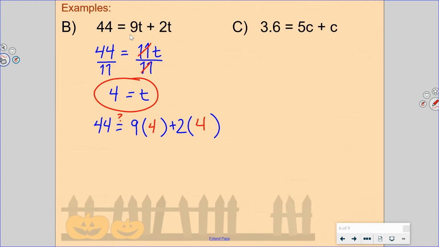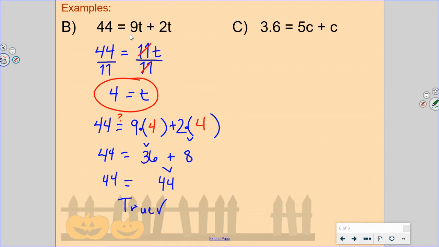And I'm just going to take my finger and cover up that side. 9 4s is 36. 2 4s is 8. Remember, we go left to right because multiplication is equally strong. So that's why I started off with the 9 times 4 and then the 2 times 4. Then I'm going to add those together. And look at that. This does in fact make a true statement.